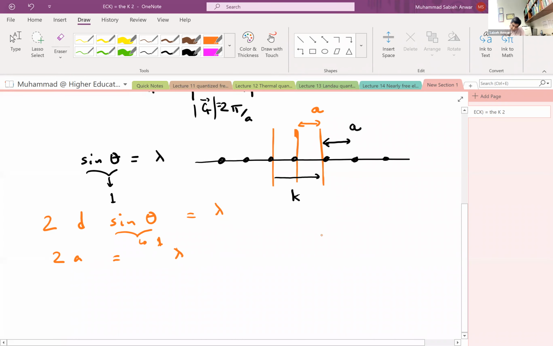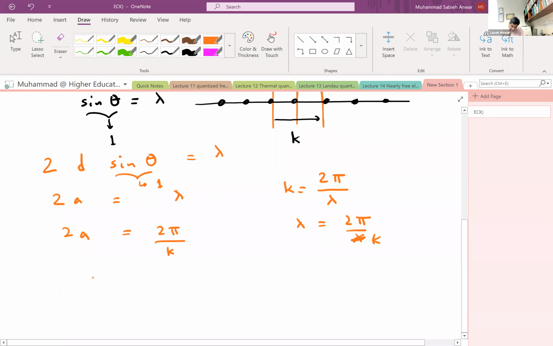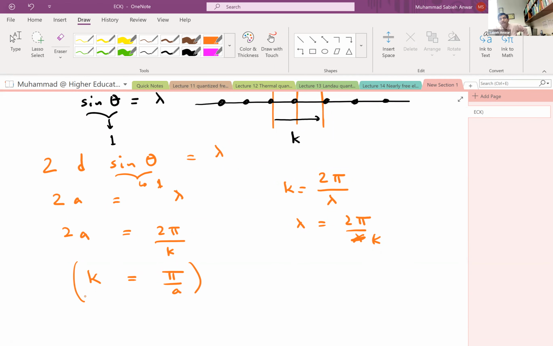Now I can replace lambda by k. Because I know that 2 pi over lambda equals k, so lambda equals 2 pi over k. So this means 2a equals 2 pi over k, which means that k equals pi over a. So at this particular value of k, these electrons are going to be reflected.